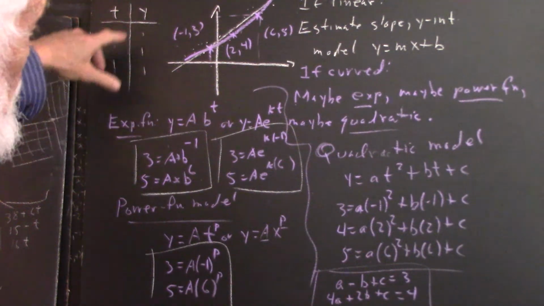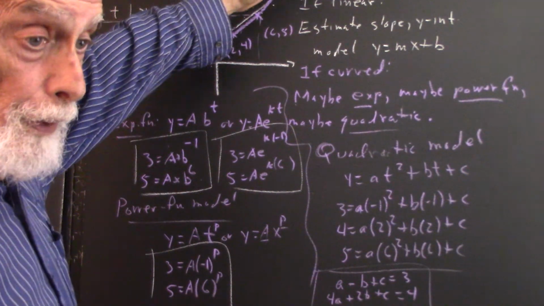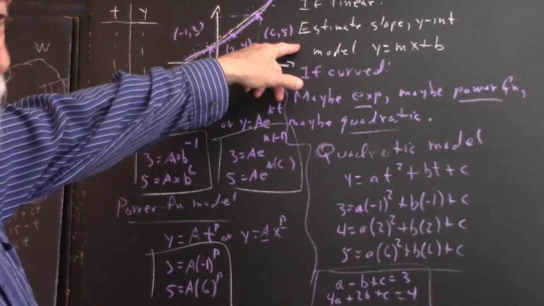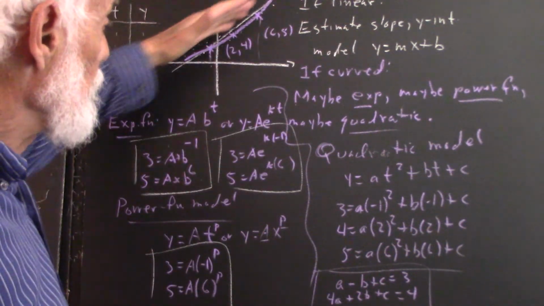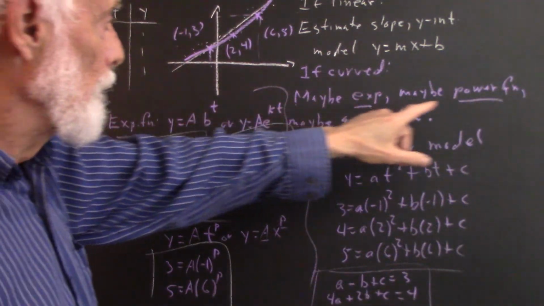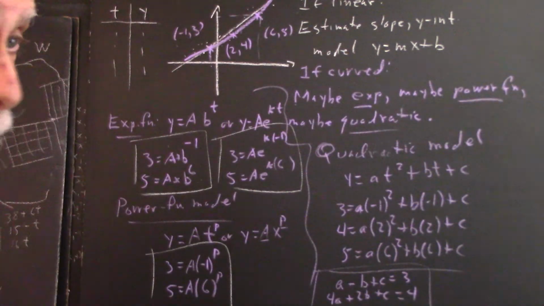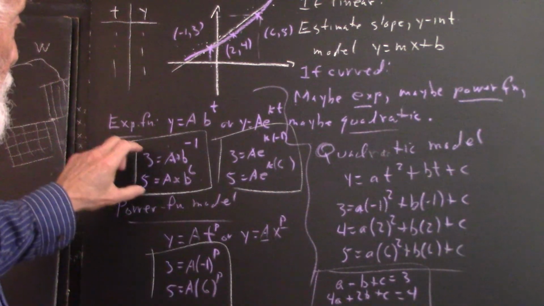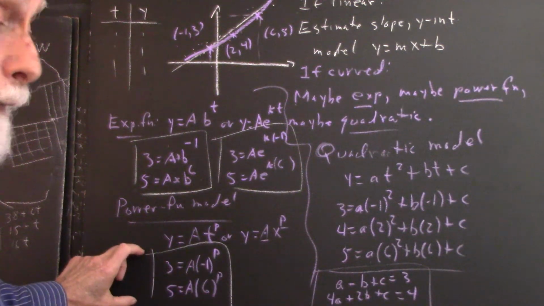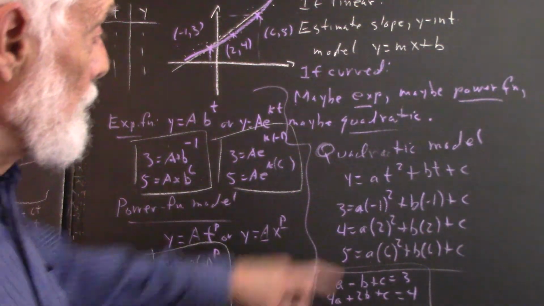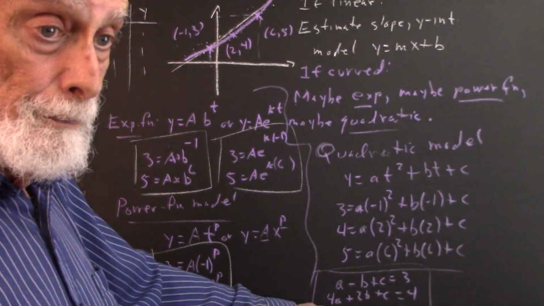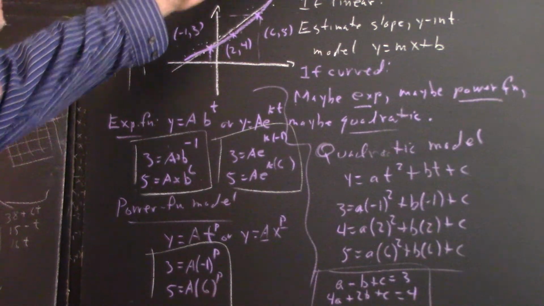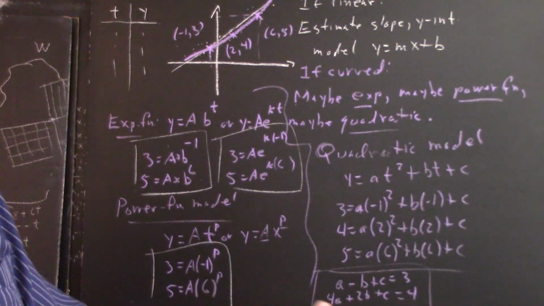So, once more, given a set of data, you can draw the graph. If it's a straight line, estimate the slope and the intercept, and you get the equation. If it's a curve, then it might be exponential, it might be a power function, it might be quadratic. You can use simultaneous equations to test an exponential function or a power function. You can use a quadratic model. Whichever model fits the data best, fits your data curve best, is the model you're probably going to use.